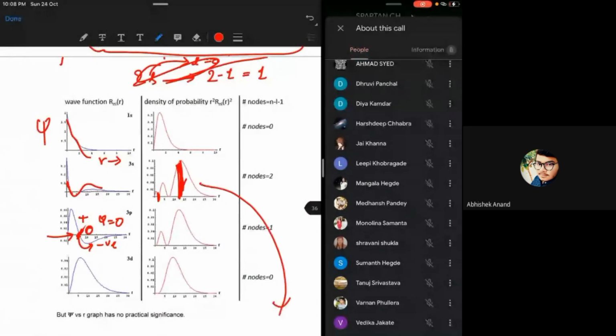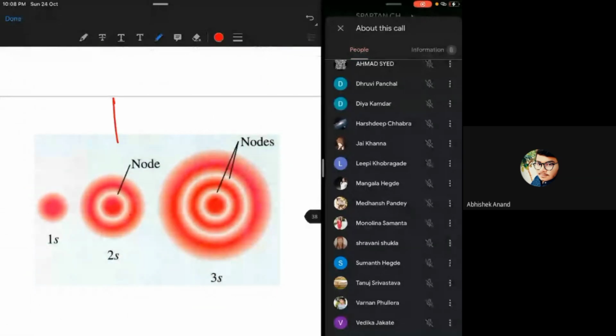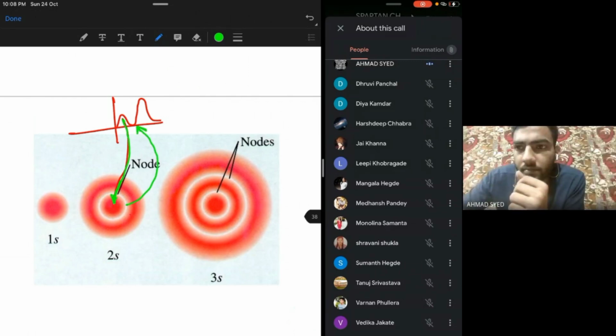Now let's come to here. Now let's come to this much below here. What did the graph we saw for 2s? We saw a graph like this, right? So this small one you see is the inner circle. This is the lower one, and you see this line. This is the node here, and then the maximum probability is here, right? This is what you see here.